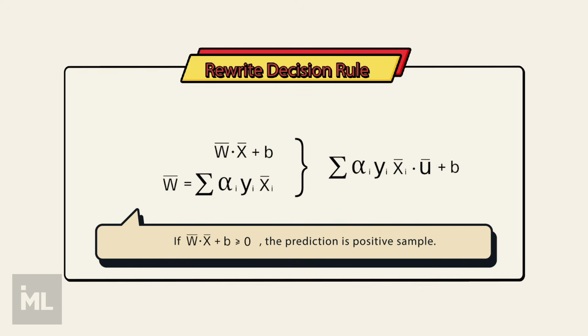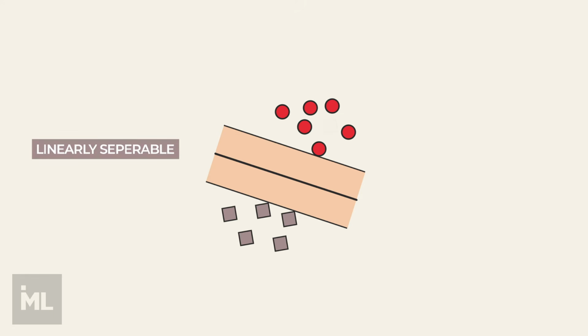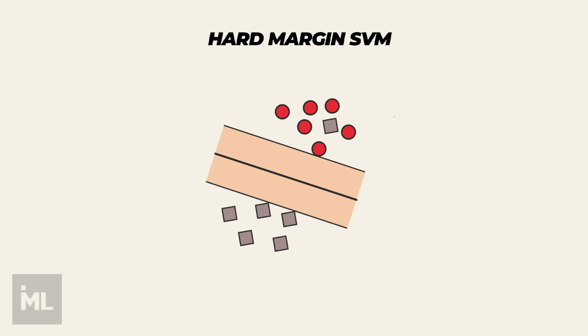Now we discovered that the decision rule also depends only on the dot product of those sample vectors with the unknown vector. All our previous discussion is based on the assumption that the samples are linearly separable and there are no outliers in the data. The above SVM formulation is called hard margin SVM. What if there is some noise and outliers in the dataset? Then the hard margin SVM simply cannot tolerate them and fails to find the optimization.